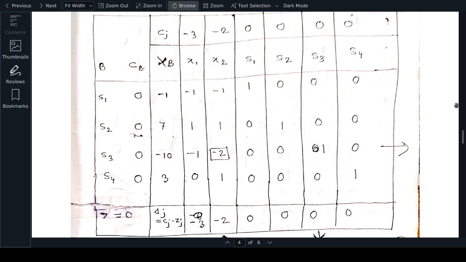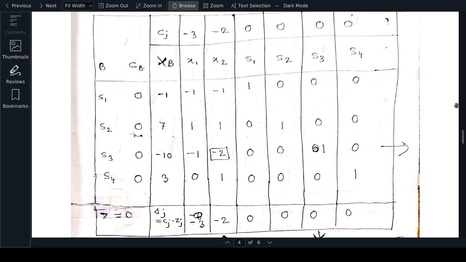So which row is our key row? The most negative. So -10 is most negative, which means the S3 row is our key row. We mark it as the key row. Next, we find the ratio of delta J and the corresponding element of the key row, and the restriction is that for the key row elements, we consider only those which are negative, not 0 or positive.